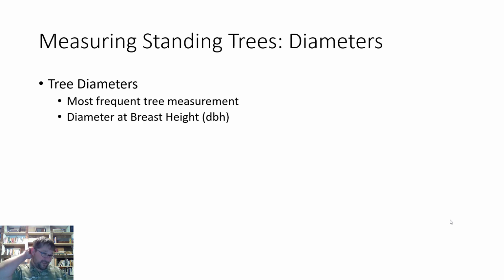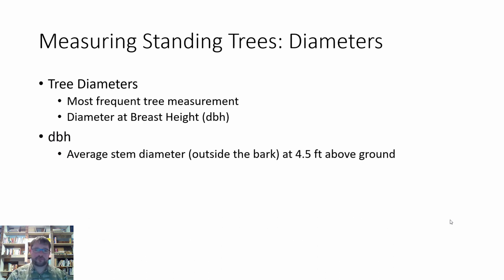Okay, so it's kind of a weird term because it's actually not breast height for a lot of individuals. But since average height of people in the United States is roughly 6 foot for males, 4.5 feet is about that diameter at breast height. Okay. DBH is taken again from 4.5 feet above the ground level. Okay, and it includes the outside bark.